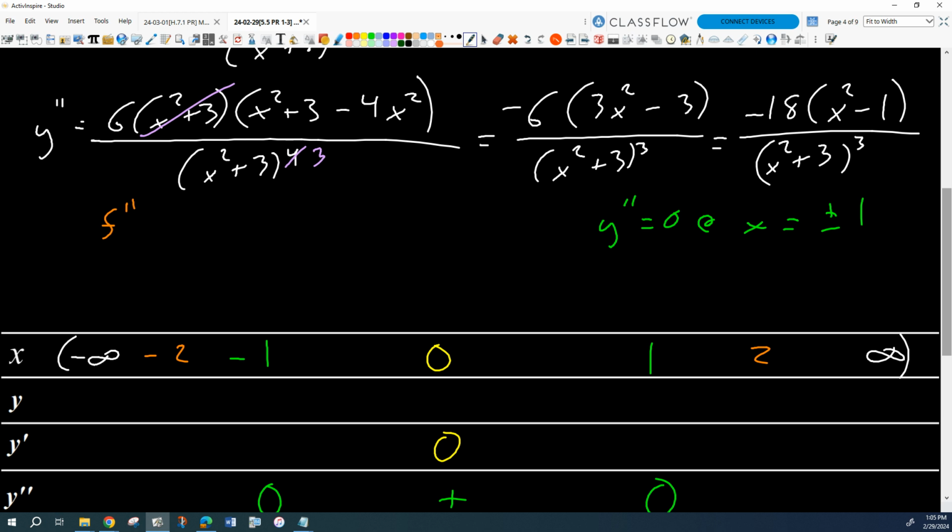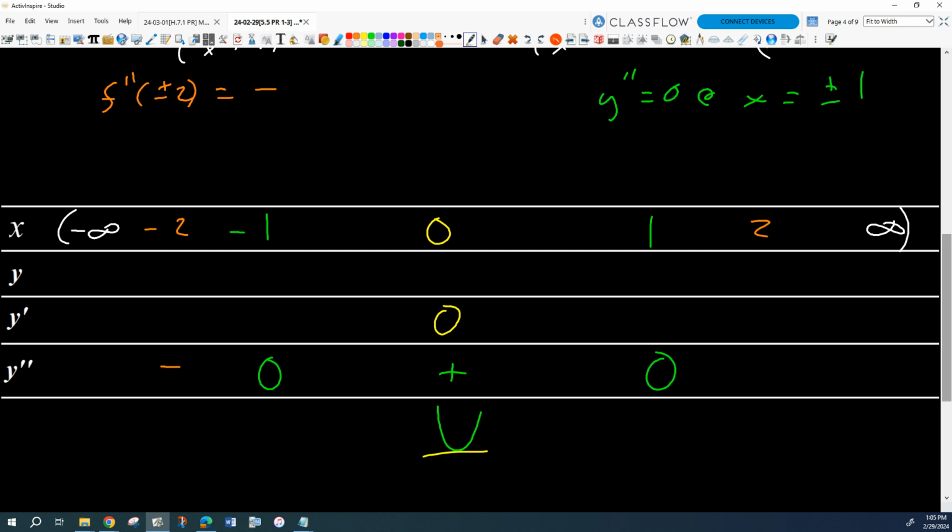So at negative 2 it's going to be negative over positive, so it's negative. And at positive 2, it's negative as well. Same thing, right? So they're both inflection points.